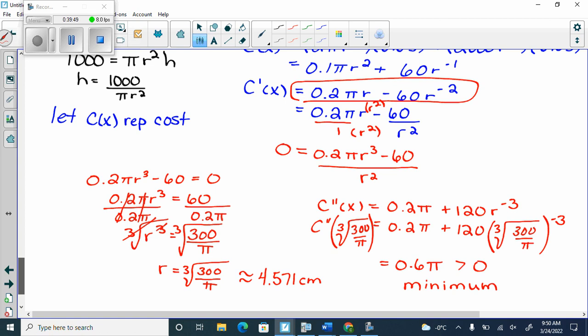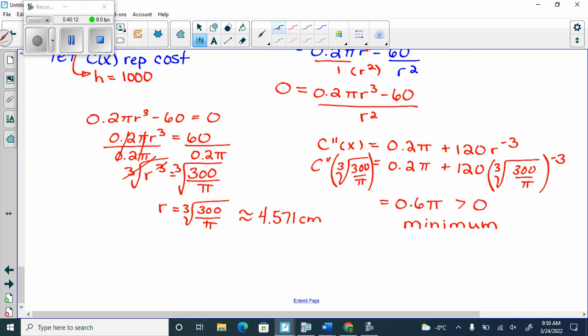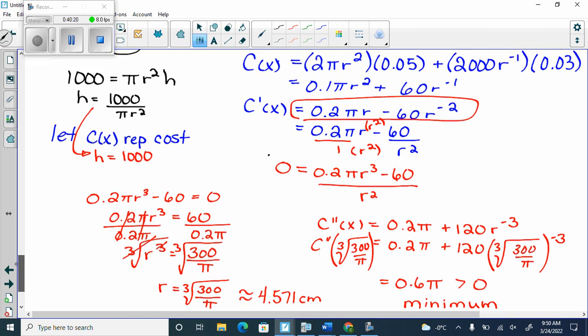So I have the radius. What else do I need? I need the height, right? How do I get the height? The same way I got the length of the last one, the very first example. Put it in here. Height equals 1,000 over pi r squared. I'll do it in a different color so it doesn't blend. 1,000 over pi times the cube root of 300 over pi, squared, because you don't want to round until the answer.